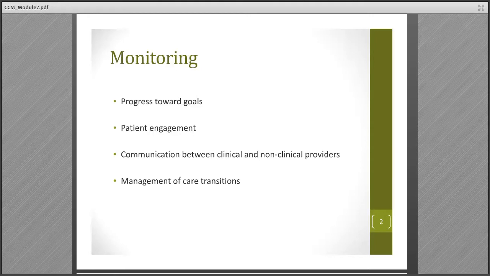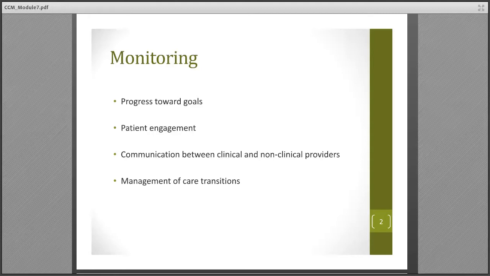Frequent engagement with the patient helps to evaluate their satisfaction and comfort with the care plan and reminds them to work toward their goal. Regular communication with the clinician and non-clinician service providers ensures that the care plan is proceeding as specified, or if any gaps or questions are being addressed in order to meet the patient's needs.